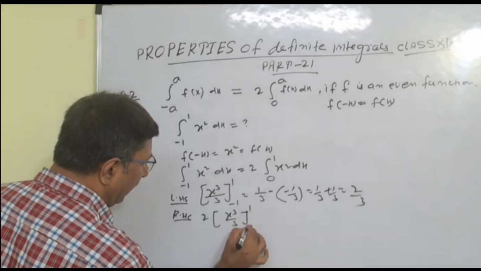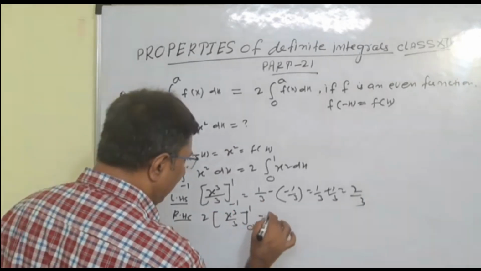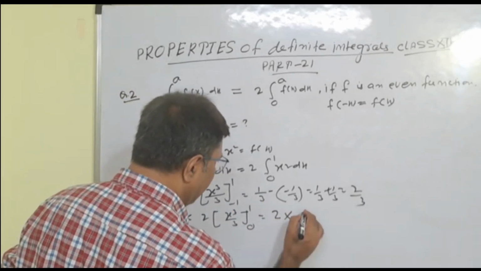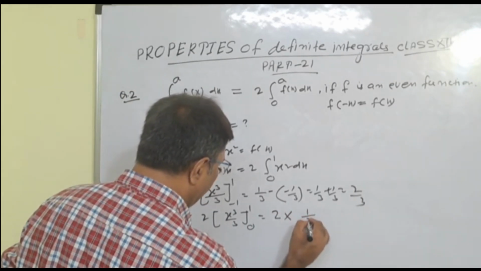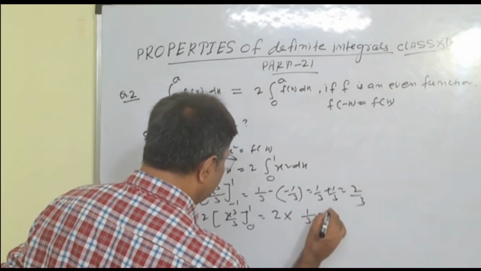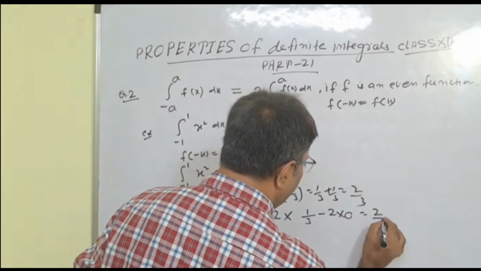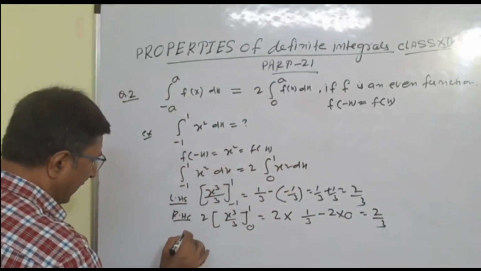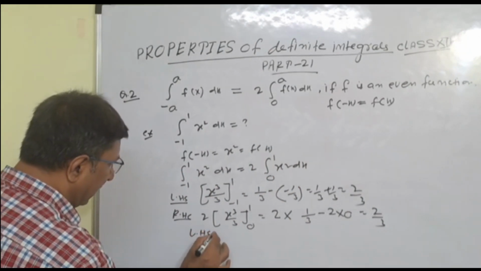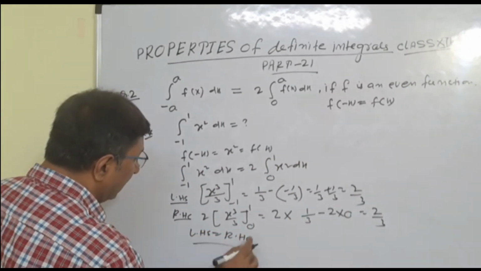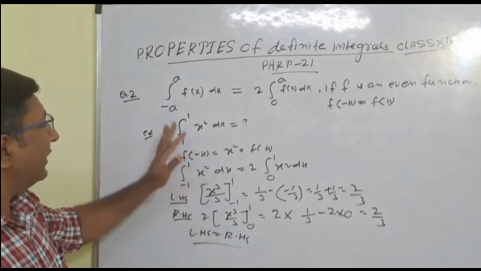Upper limit 1, lower limit 0. So we will get 2 into 1 cubed, which is 1, so 1 by 3, minus 2 into 0. So we will get simply 2 by 3. So here LHS equals RHS.